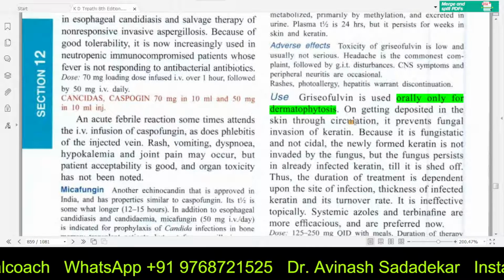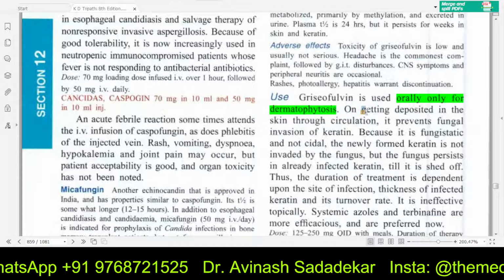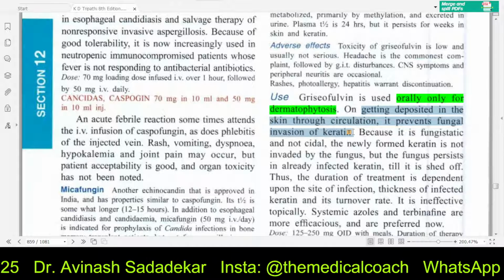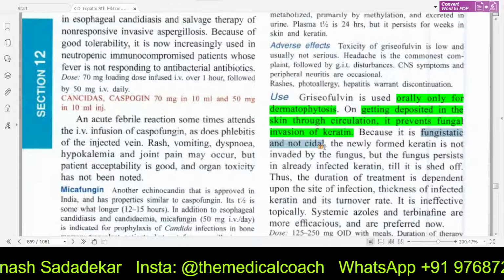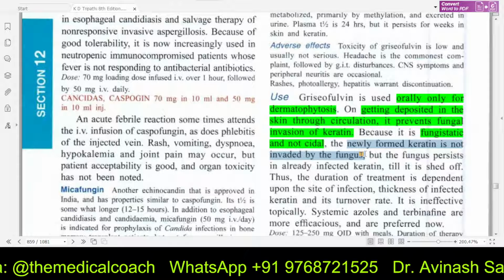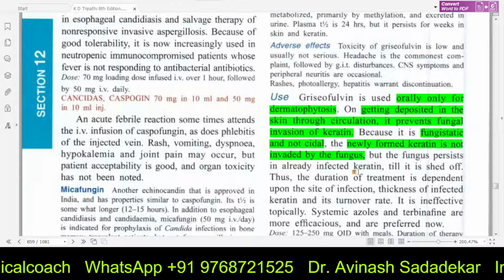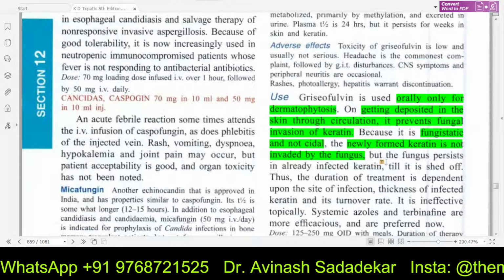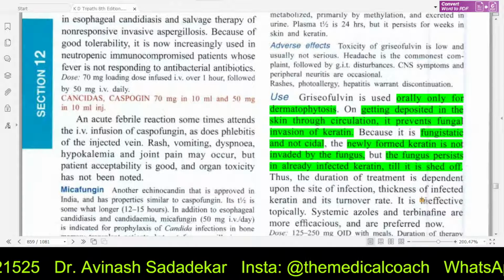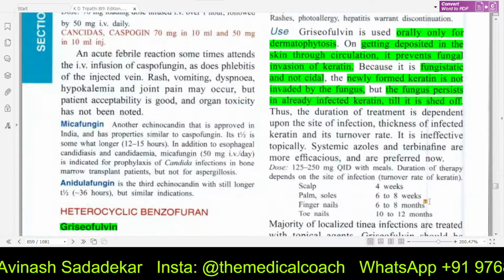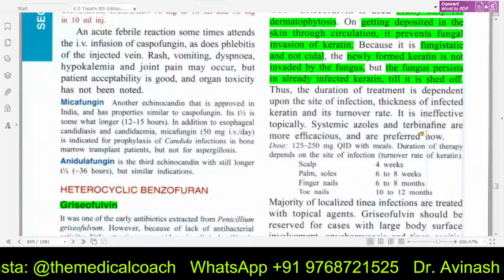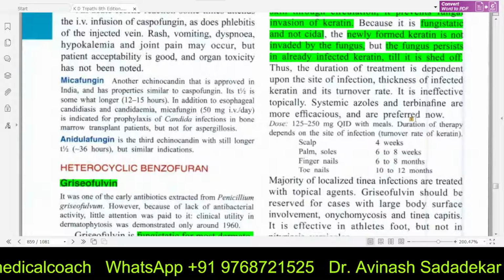So the idea is you give it, it will go throughout the body, it deposits in the skin, from there the fungus will pick it up and then it stops the growth of the fungus. It's not cidal, it's static. The good thing is the new keratin formed will not be invaded. And you know the top layer of the skin is eventually shed off. So the fungus will remain in the infected keratin until it's shed off. So it depends on the site of infection, the thickness of the infected keratin and its turnover time. So it cannot be given topically, it has to be given orally only.